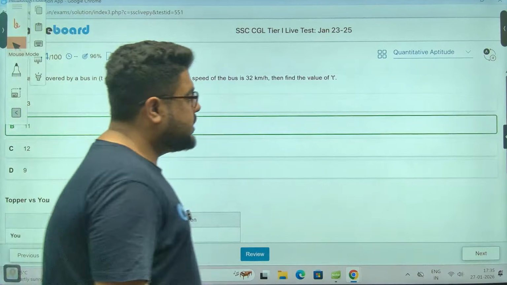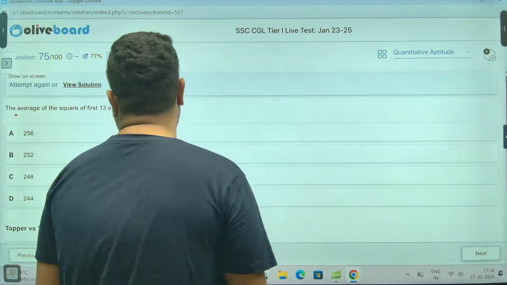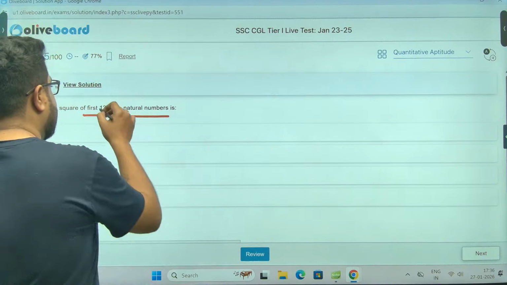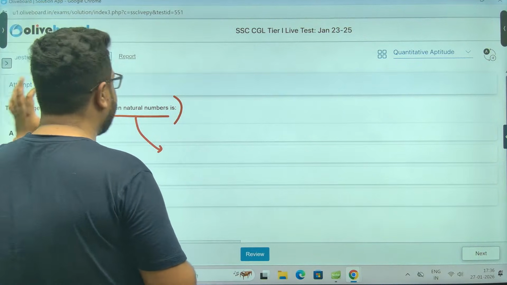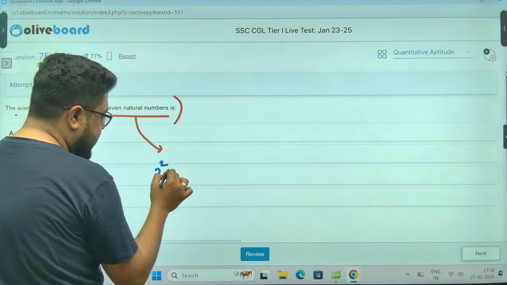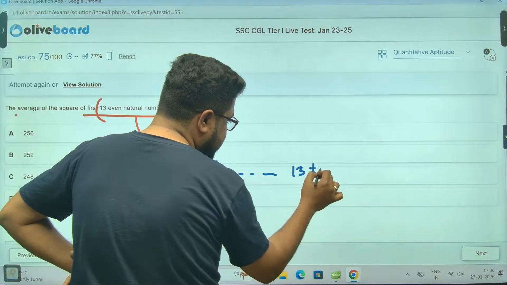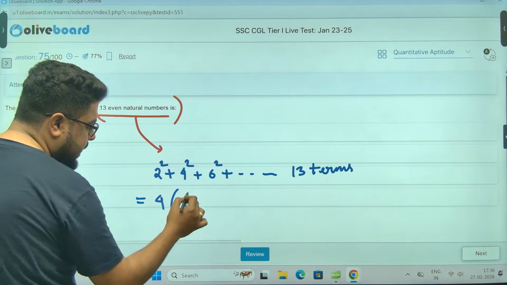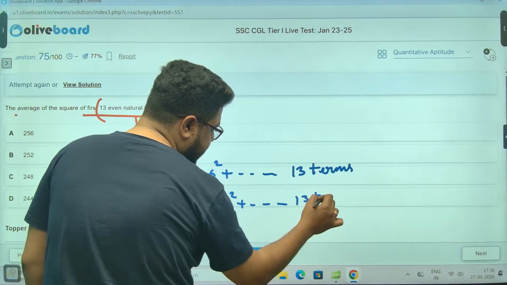Finished. Again, I guess this is the last question. Average of the squares of the first 13 even numbers? Sir, no direct formula I would ask you to remember here, because we can't remember so many formulas. Even natural numbers meaning 2 square, 4 square, 6 square, squares of them, 13 terms. So do one thing, take 2 square common. 2 square meaning 4 common. It becomes 1 square plus 2 square plus 3 square, 13 terms.